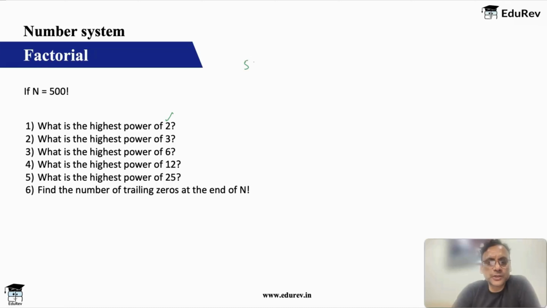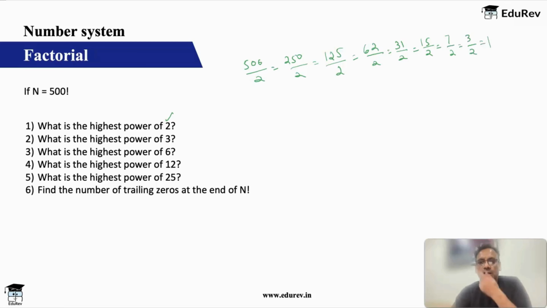For 2, you do 500 by 2. You get 250. 250 by 2, you get 125. 125 by 2, you get 62. 62 by 2, you get 31. 31 by 2, you get 15. 15 by 2, you get 7. 7 by 2, you get 3. 3 by 2, you get 1.